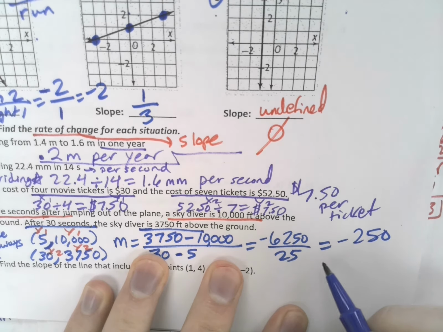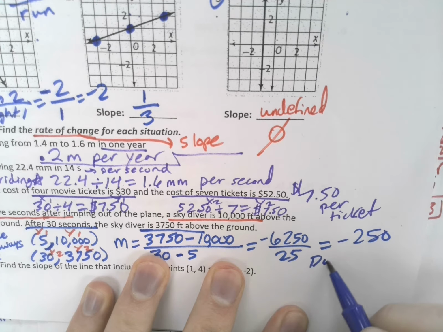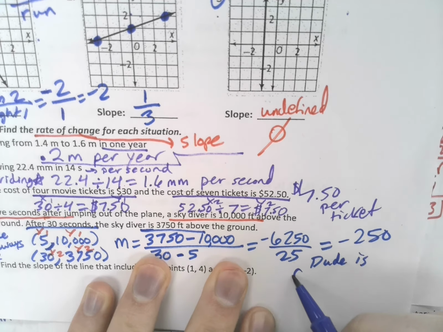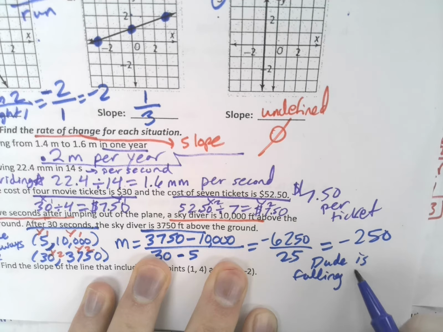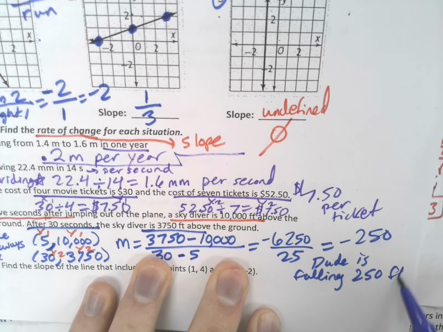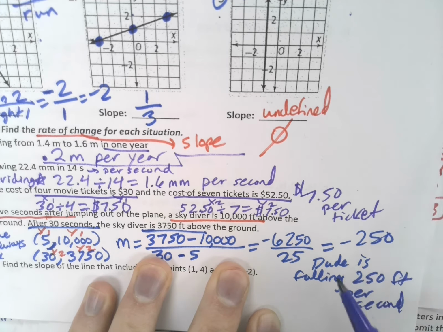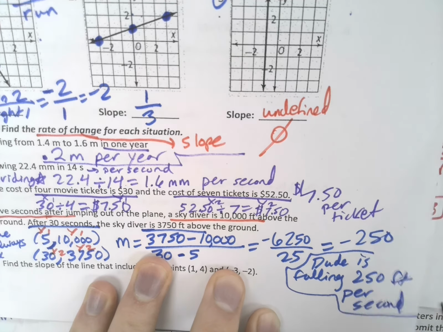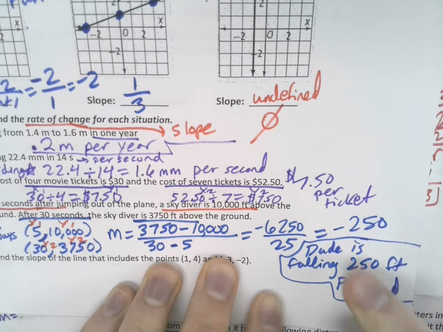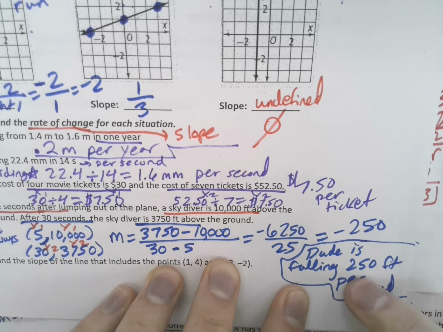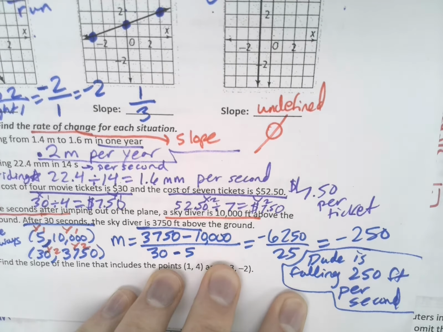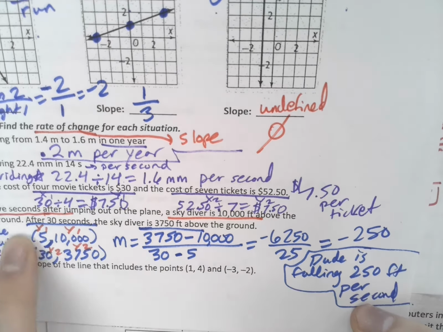That means, this is insane, this dude or chick is falling 250 feet per second. That is insane. This dude is falling 250 feet per second. And so that would be our slope here.